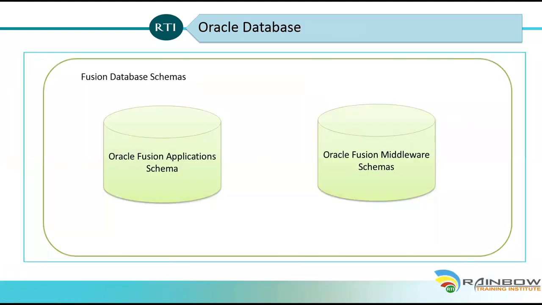Okay. Now, the last one is Fusion Database. We have two types of Fusion Database schemas: one for the Fusion applications, and another one for the Fusion middleware schemas. The reason is again the same. If we have Fusion applications, this schema will make sure all the Fusion application data is available. If we have any custom applications, that custom application specific data is available in the Fusion middleware schemas along with the Fusion middleware components and the configurations. That's why we have two databases available in the Fusion applications.